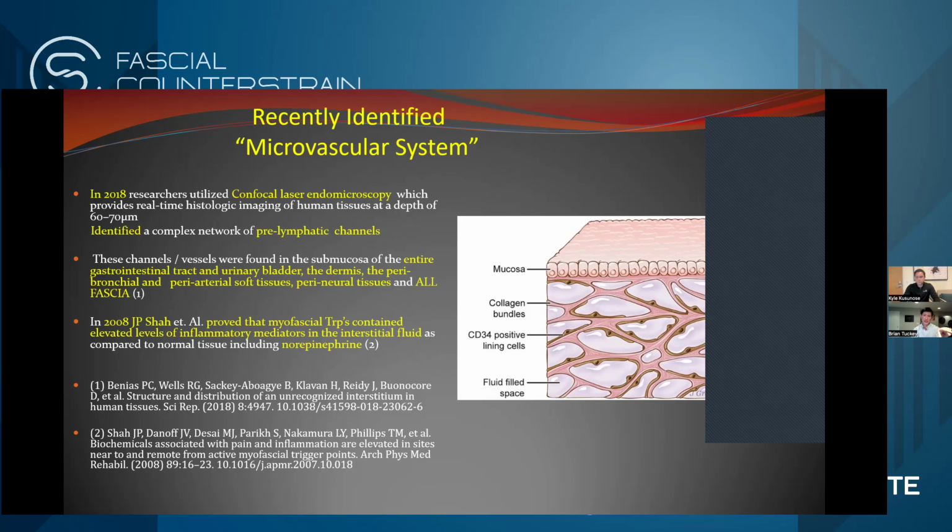And this study put a stamp on fascial pain. I'm old enough to know that prior to that, there were a lot of doctors out there who still said that myofascial pain syndrome, tender points, trigger points, fibromyalgia, was a psychological condition.